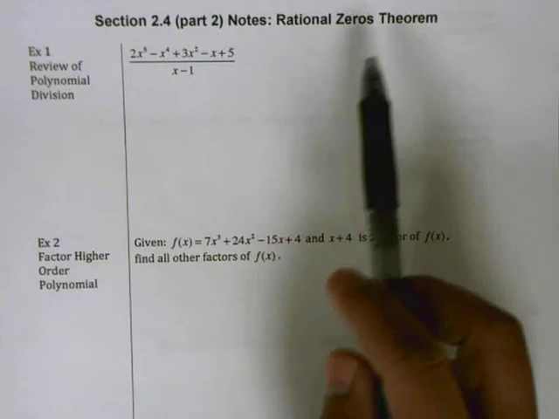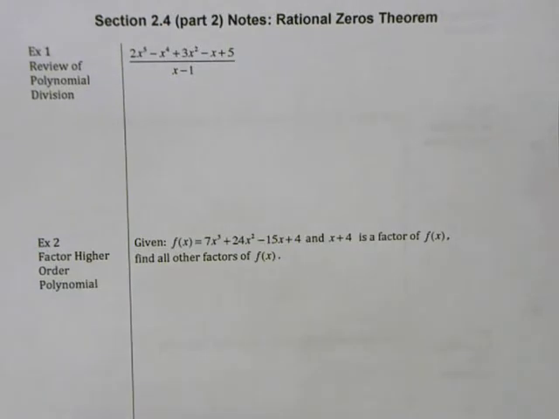I haven't actually introduced the rational zeros theorem yet, so let's just start with a review problem from what we saw in the last section. Okay, so it says just to simply divide this. Okay, and a few things that we can check here.